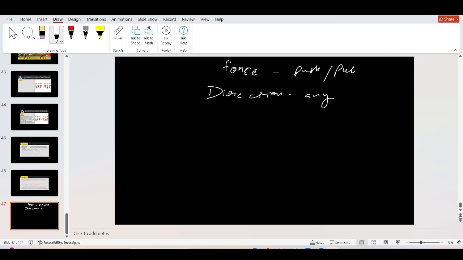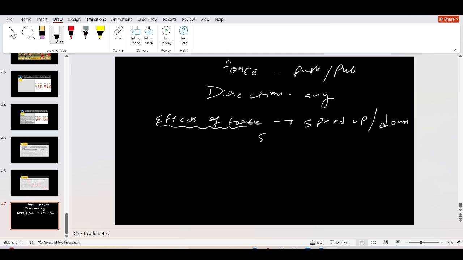Okay. What are the effects of force? The effects of force could be making it go faster, making it go slower, making it move, making it stop. Perfect. Very good. Or it can change the direction also, right? Yeah. Very good. That's great.